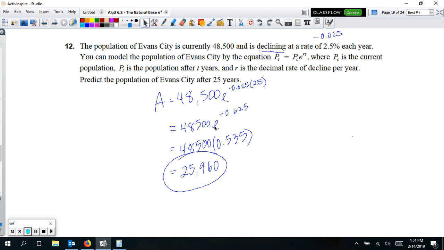So actually, I probably should have used the e button. If you use the e button, you get an even closer estimate. We were about 10 people off when we rounded it to 2.72. So the e button will give us even better results.